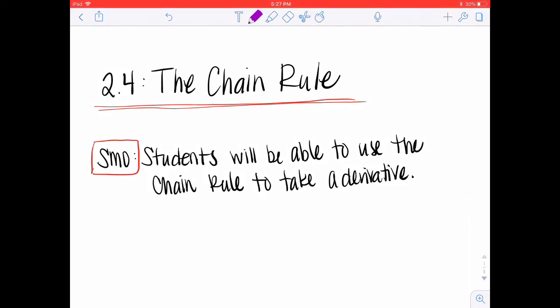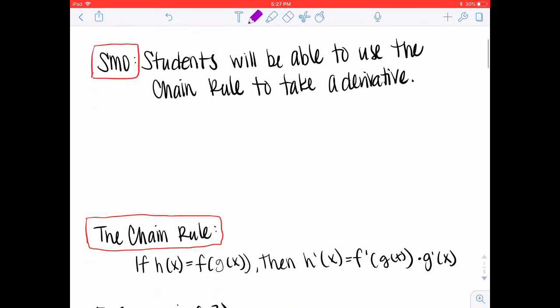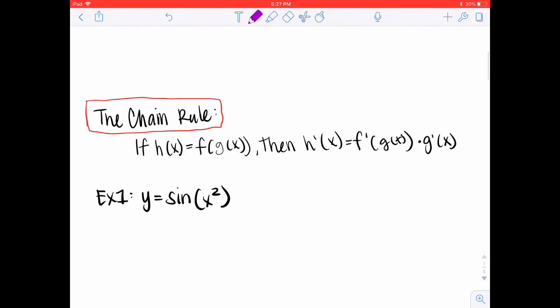Back. So today we are going to talk about 2.4, the chain rule. Today we will be able to use the chain rule to take a derivative. This is another way to help us take the derivative of a function. Let's first start off by defining what the chain rule is.